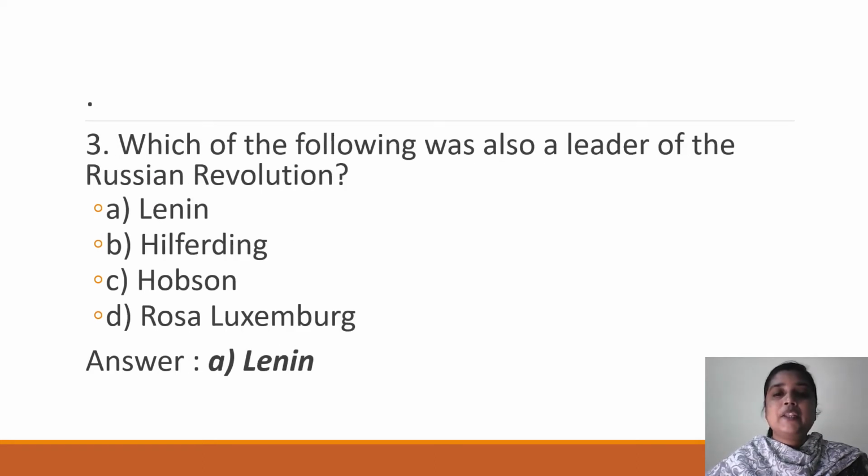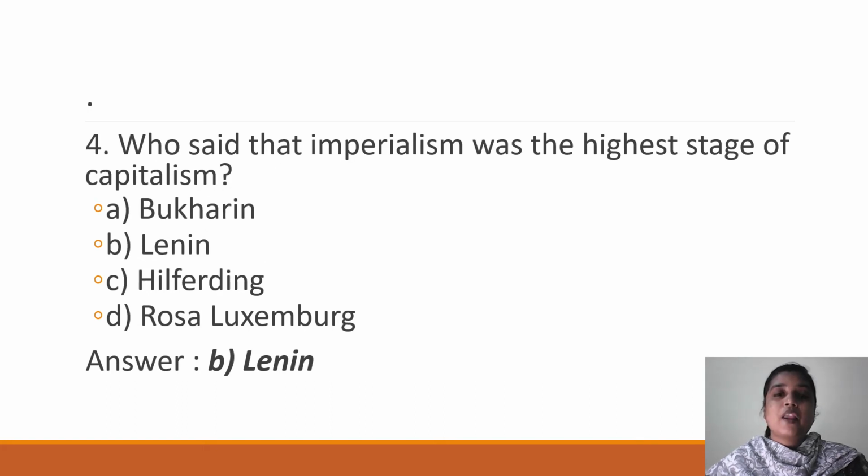All right. The next question. Which of the following was also a leader of the Russian Revolution? The answer is very clear. It is none other than Lenin. Lenin was the main person behind the Russian Revolution, who had led the Russian Revolution of 1917. Okay, the next one. Who said that imperialism was the highest stage of capitalism? Again, the answer is Lenin. In fact, you might know that Lenin's book is also called Imperialism, the Highest Stage of Capitalism. So the answer is Lenin.